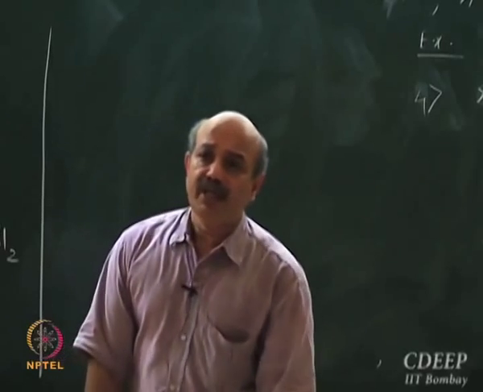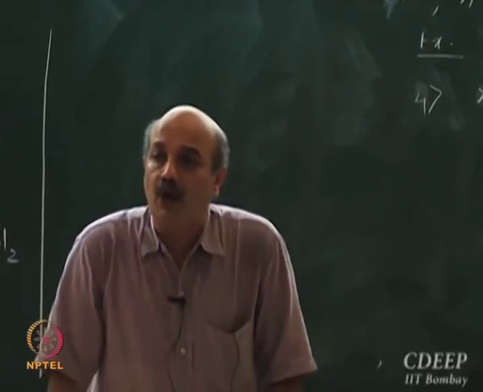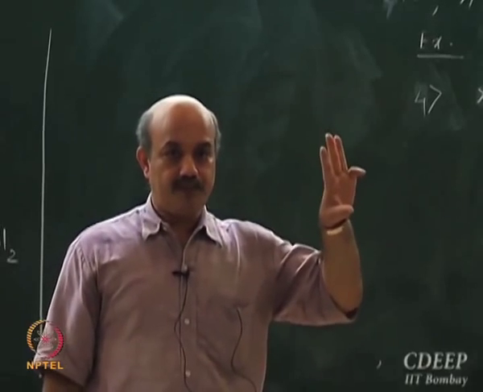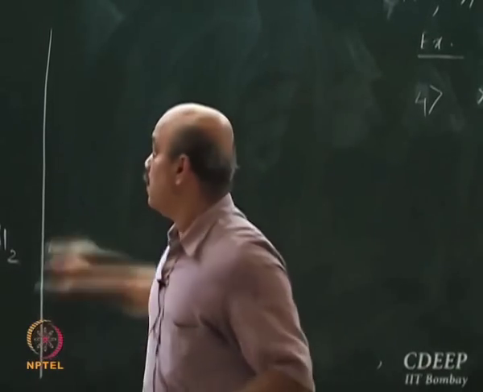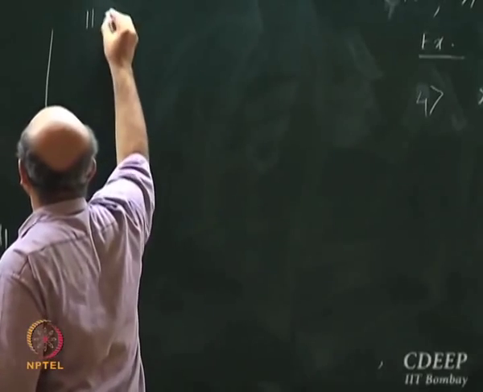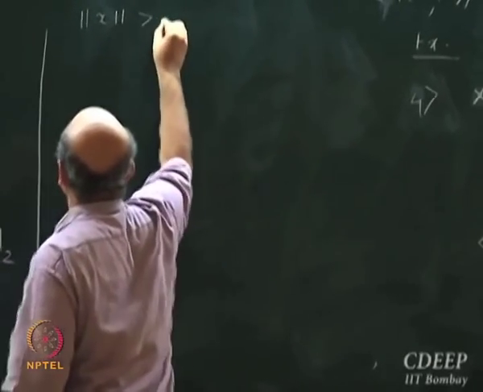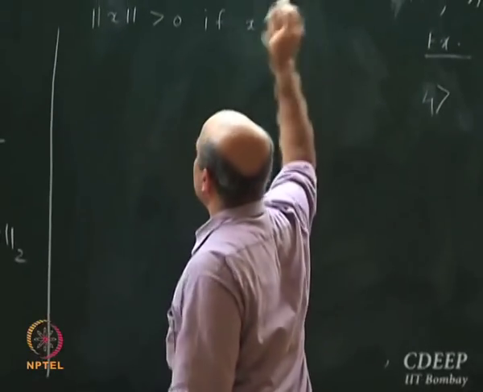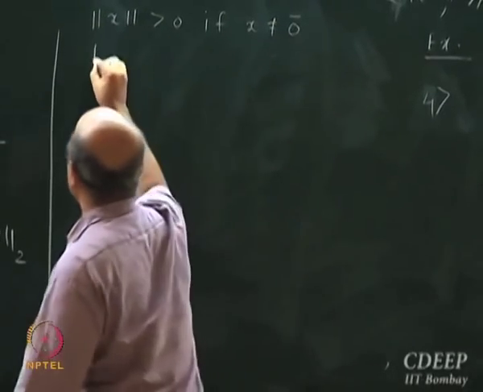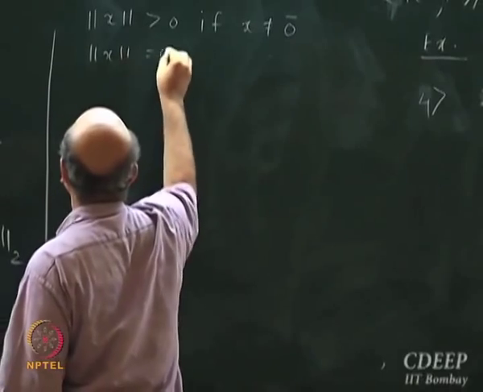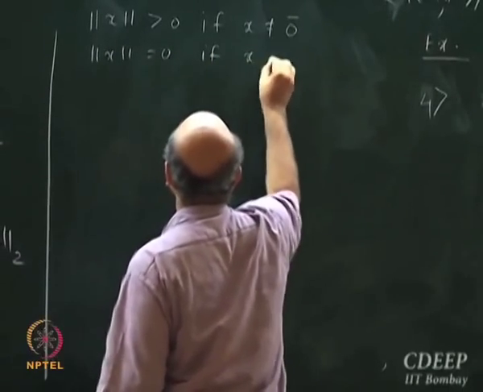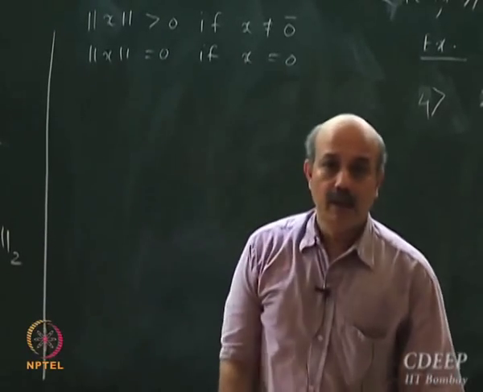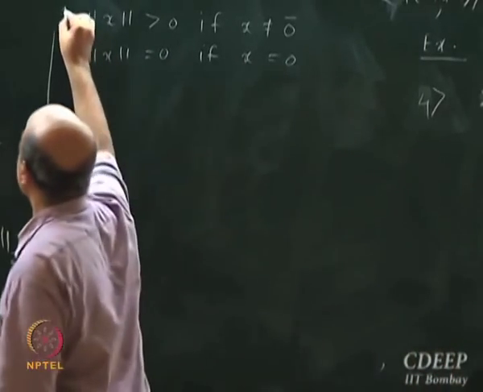So what all things do you need for a function to be a norm? When do you call a function a norm? What are the three axioms? One is norm of x is greater than 0 if x is not equal to 0, and this is equal to 0 if x is equal to 0. That is the first axiom.